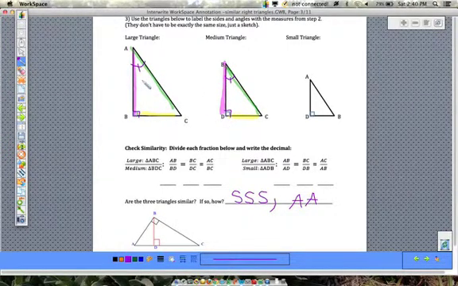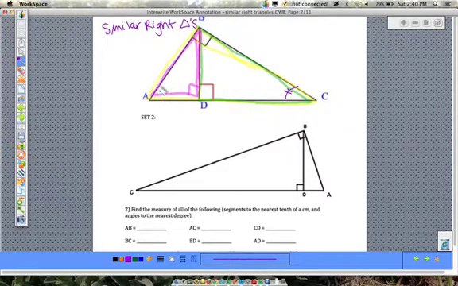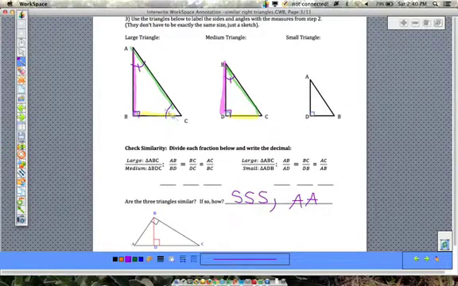Then if we want to compare large to small, well, we see we have two right angles. And then right here, these angles overlap, angle A, and that is right down here. So by angle, angle similarity, again, large is similar to small. And if large is similar to medium and large is similar to small, then all three are similar triangles.